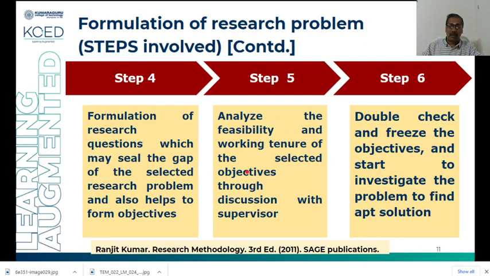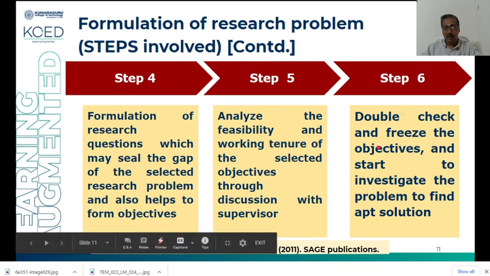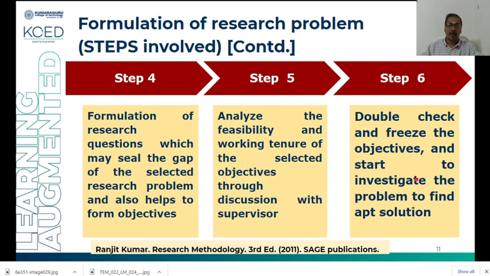So if a researcher is unable to fix it, the best way is to discuss with the supervisor. The research supervisor will provide you some very good, clarified, refined objectives. He or she will help you to fix or to reframe or to refine or to cut short the number of objectives. So in a very easy manner, you can complete the research project within the stipulated time period. After this, you double check, freeze the objectives, and then you start investigating the problem to find an apt solution.